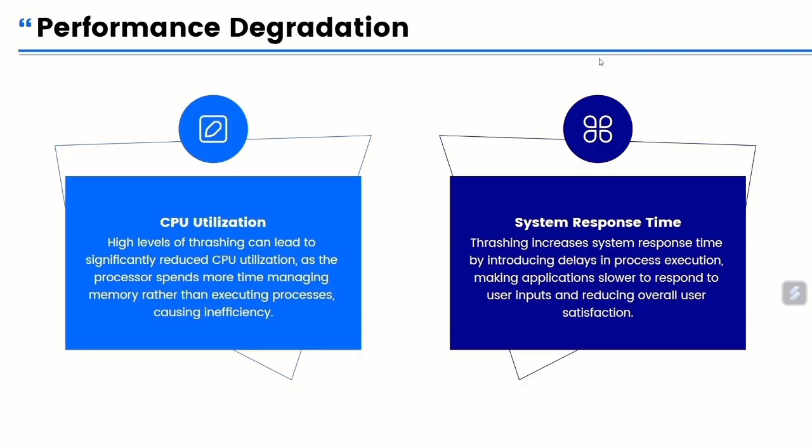Impact of thrashing: performance degradation, CPU utilization. High levels of thrashing can lead to significantly reduced CPU utilization as the processor spends more time managing memory rather than executing processes, causing inefficiency.